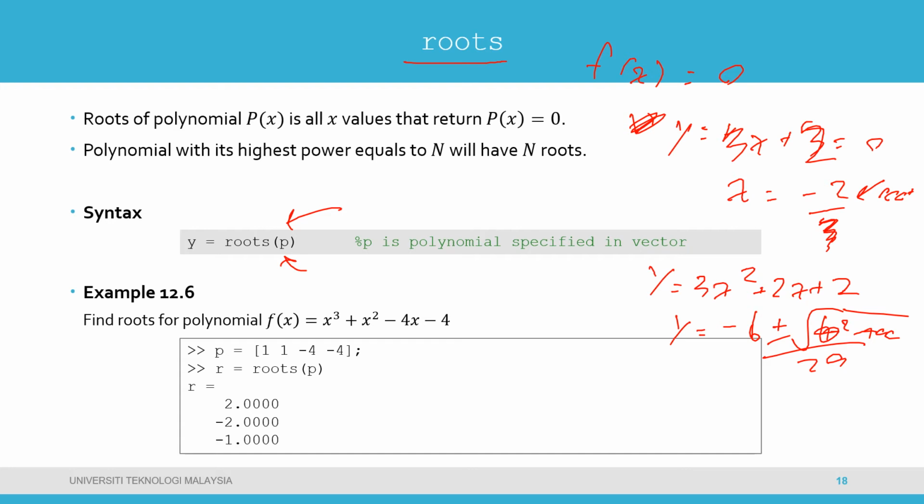So how to use it? Basically you have to convert this equation into a vector. And then you just use this inside this, then you get the root. So you get 2, negative 2 and 1. That's it. This is how you get roots from the polynomial.